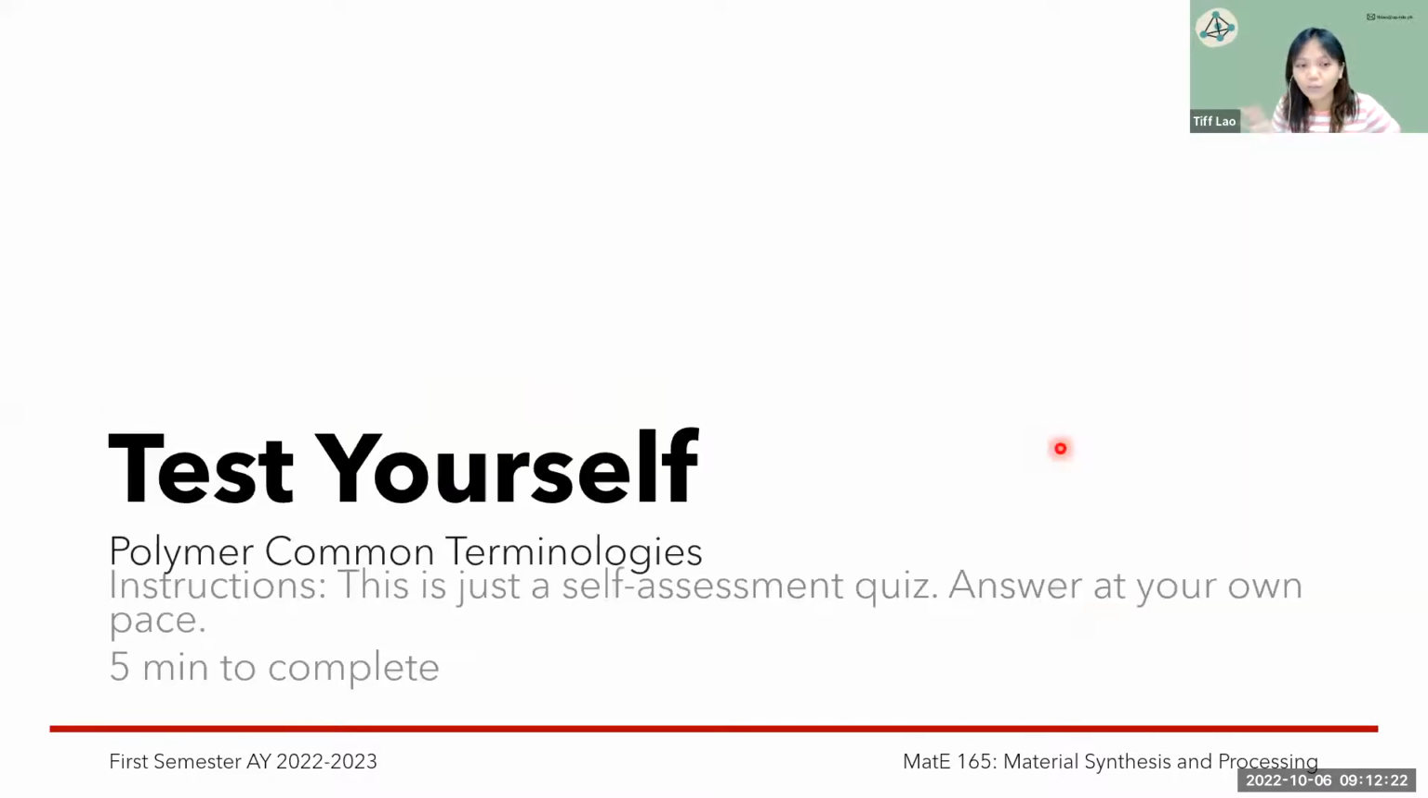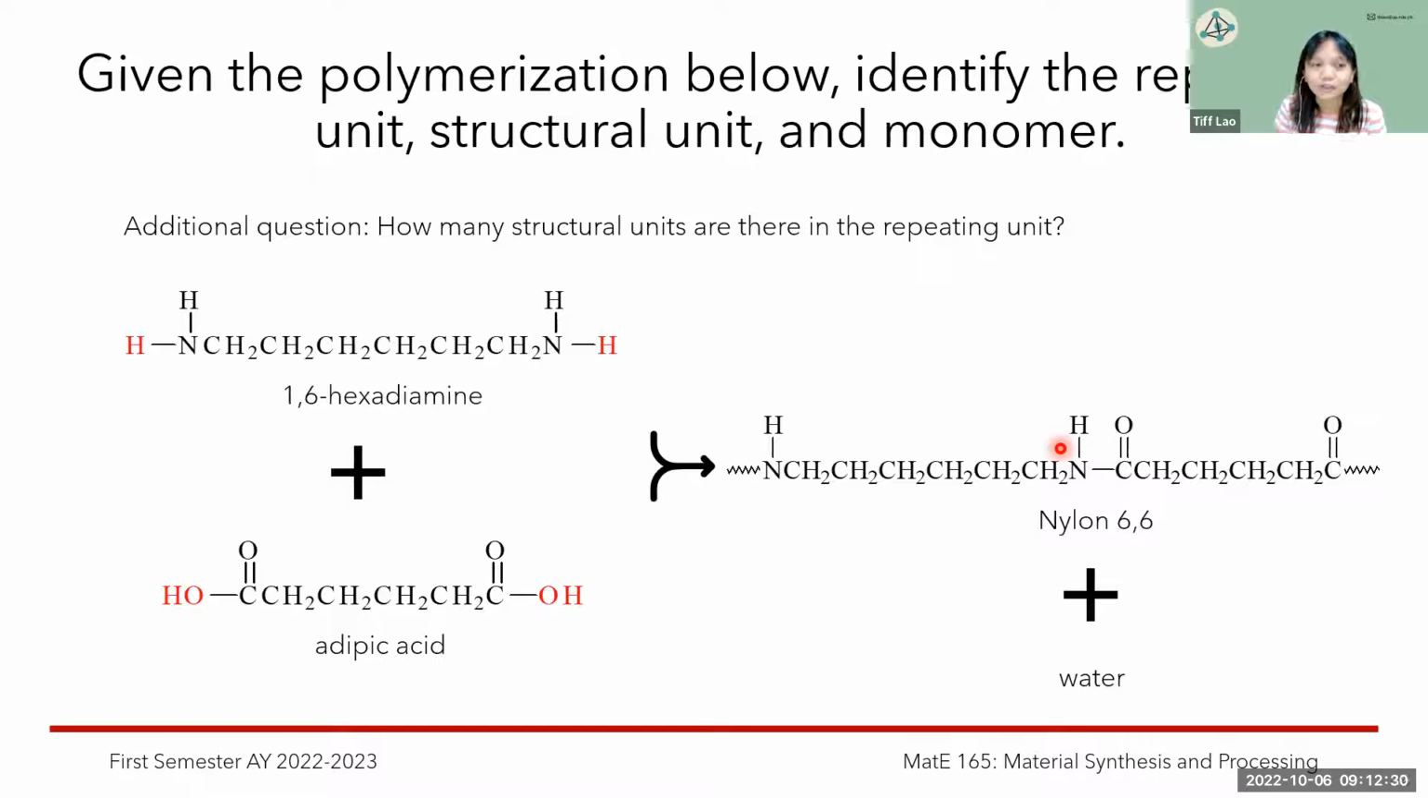Ayun. So, ito, quick test yourself lang para matest ko kung naintindihan niyo yung mga pinagsasabi ko. Given the polymerization below, identify the repeating unit, structural unit, and monomer. So, ano to? Itong dalawa. Is it a monomer, structural unit, or repeating unit? Yes, monomers siya. Correct.